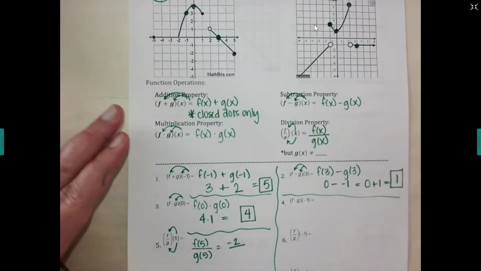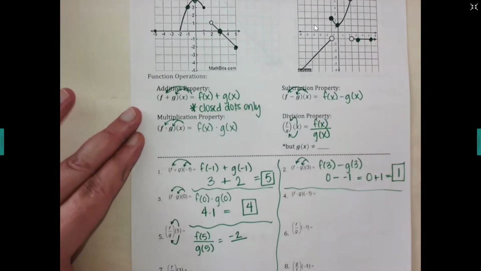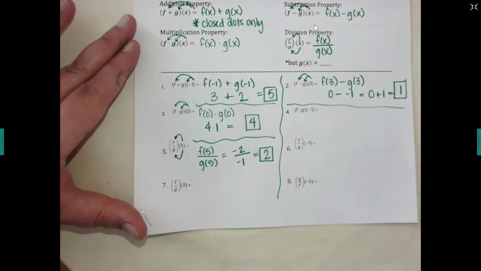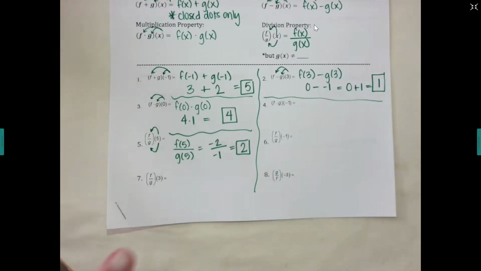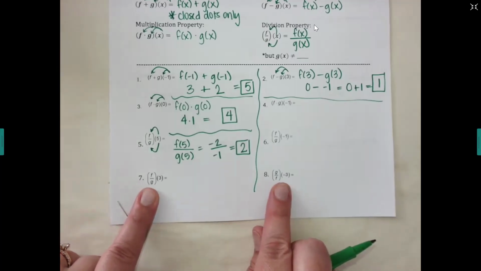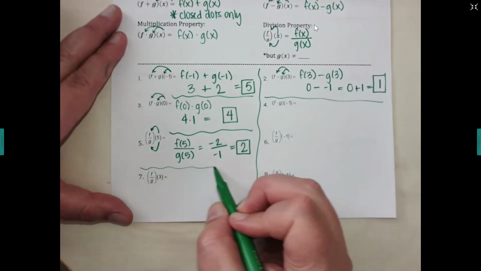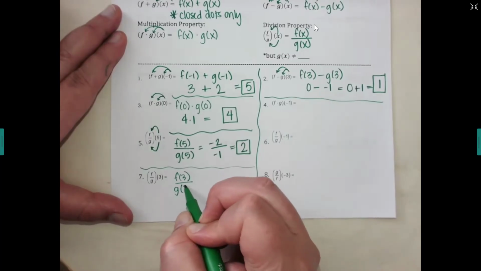Yep. All right. So what did we get for 5 here? 1. -1. And then -2 and -1 divide to +2. Okay. Then will you go down to these bottom two for me? Okay, let's do f over g at 3. Then I'll do f of 3 divided by g of 3.